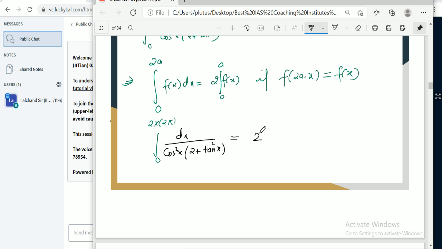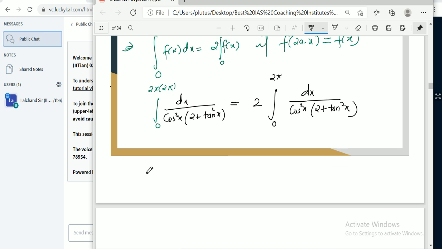So we can write twice of integral 0 to 2 pi, dx upon cos square x into 2 plus tan square x. Isn't it? We can write like this. So now our final I value is twice of integral 0 to 2 pi. If we take this cos square x in the numerator, that will be sec square x upon 2 plus tan square x, and this is dx. This is the final.